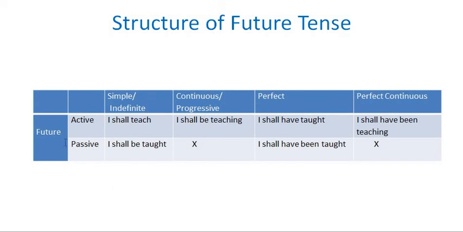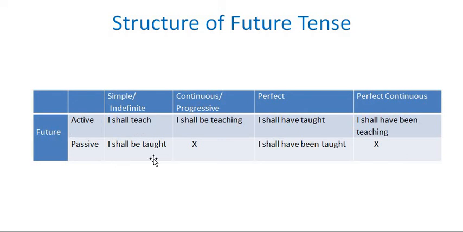As far as the structure is concerned, in the simple future, the structure is I shall teach, and in passive voice, I shall be taught. In continuous tense, I shall be teaching. In future perfect, I shall have taught, and in future perfect continuous tense, I shall have been teaching. So this is the structure of future tense. Now after this, let us discuss one by one, simple future or future indefinite.